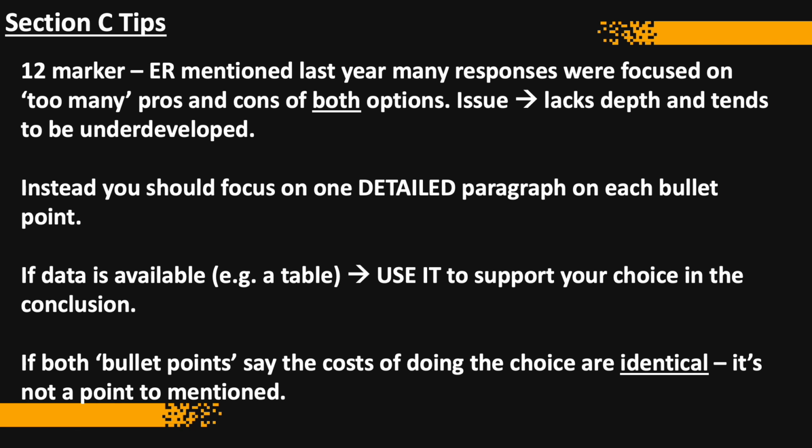If both bullet points say the costs of doing the choice are identical, they're both the same amount in cost, then it's not a point, it's a non-goer, it's not a point to be mentioned, and that has come up in previous years. So I'll say that one more time because it's so important. If both bullet points say the costs of doing the choice are identical, like both are going to cost £50,000, which choice should you go for? Well, it says both cost the same, so you can't mention cost of each because it's not a point.